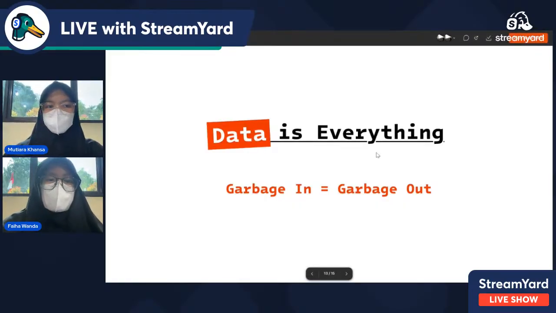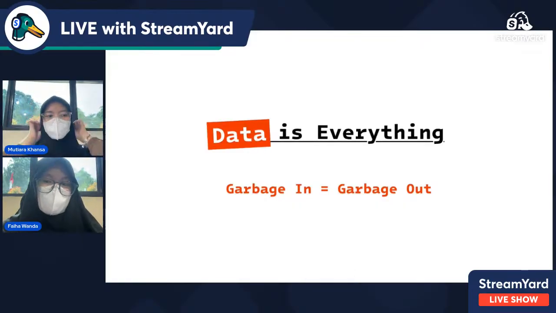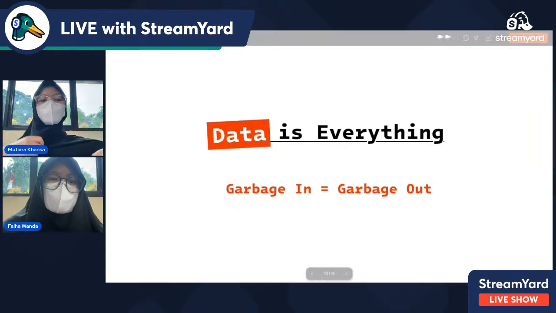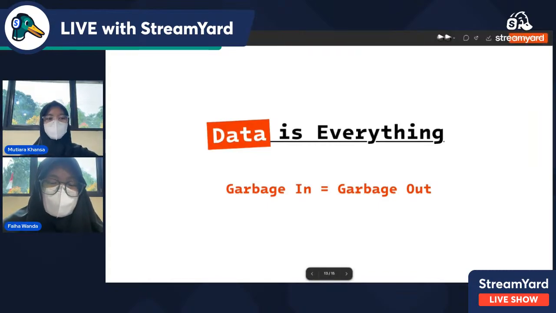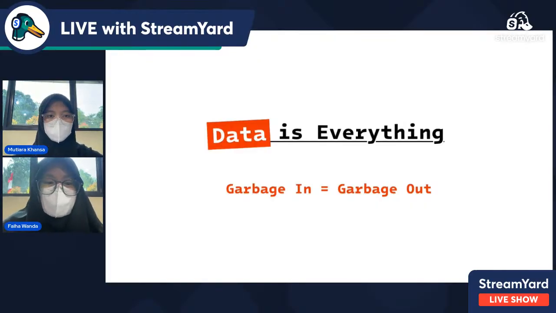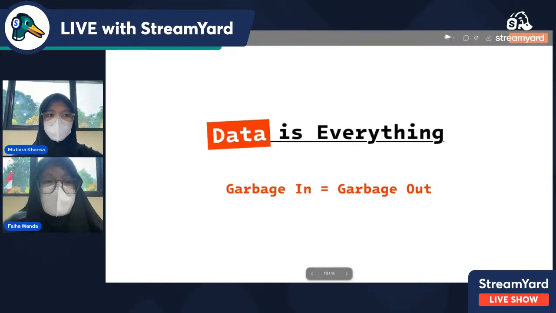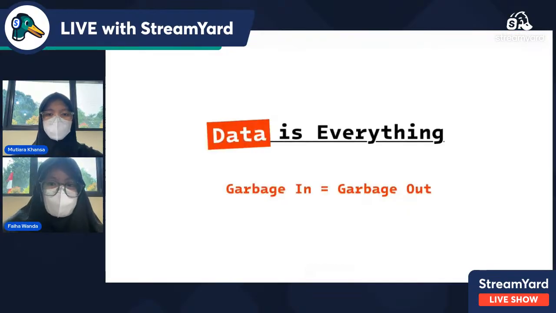There's a famous saying in AI: garbage in, garbage out. It means that if we give AI poor quality data, it will produce poor quality results. Good data leads to good AI, and bad data leads to bad AI. So we know that in an AI system, data is everything, because without data, AI cannot learn anything.